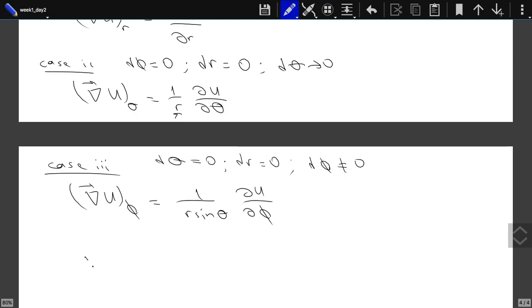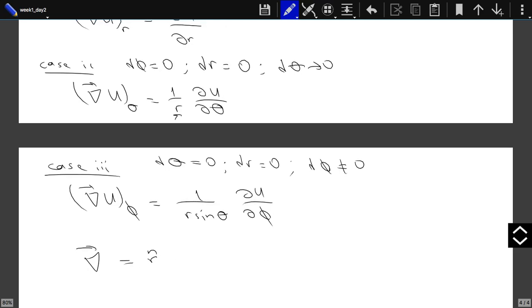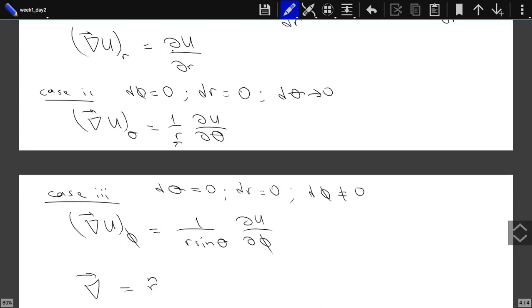So in spherical coordinates, this gradient operator just becomes, in the r hat direction, just a derivative with respect to r, the first line. In the theta hat direction, it's just 1 over r times the derivative with respect to theta. Plus in the phi hat direction, 1 over r sine theta, derivative with respect to phi. So this is the gradient in spherical coordinates.